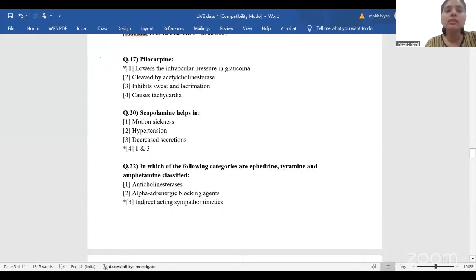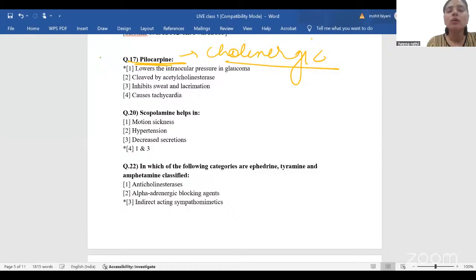Next question is the pilocarpine. What is pilocarpine? Pilocarpine is a cholinergic drug. So what is the action of the cholinergic drugs? Cholinergic drugs are going to increase the secretions of the body.